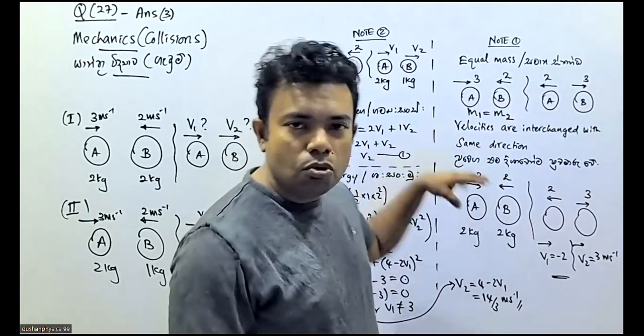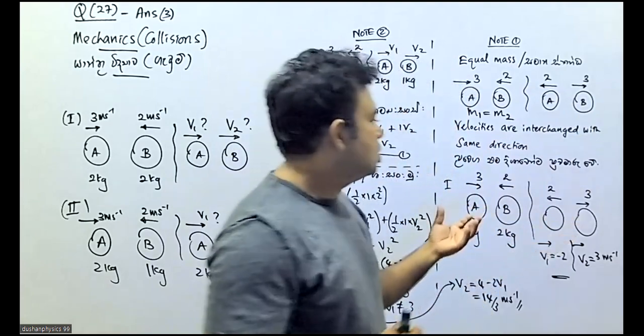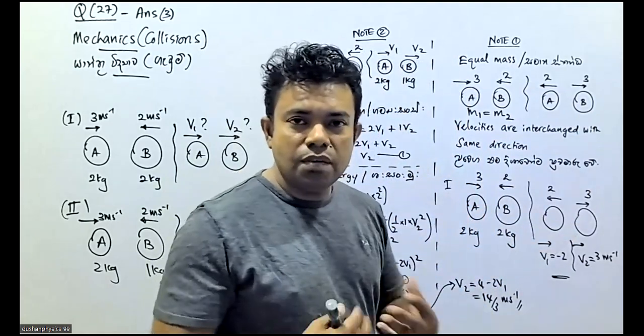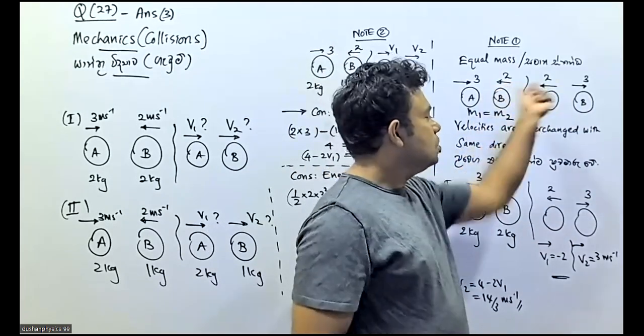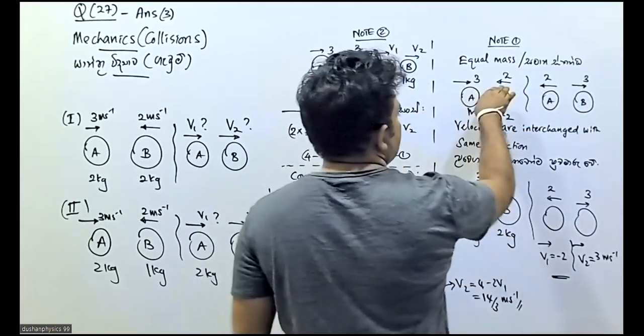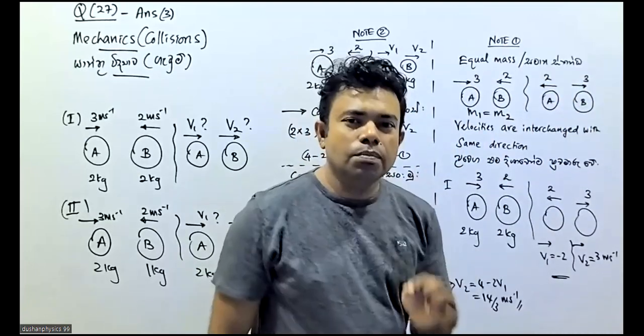That's why I have made a note here. Velocities are interchanged with the same direction. These are directions. Because why? 2 is left hand side, still 2 is left hand side. 3 is right hand side, still 3 is right hand side. That is the important point.